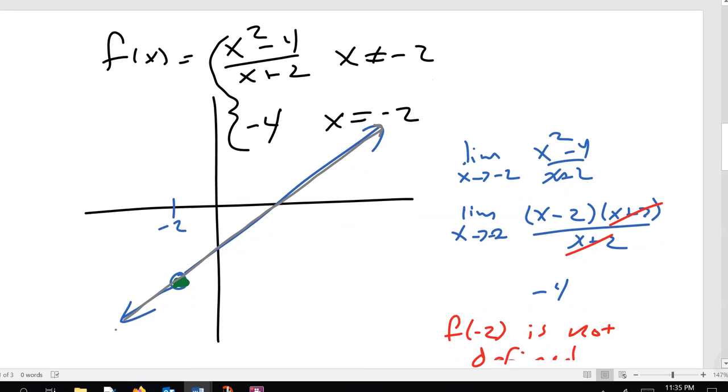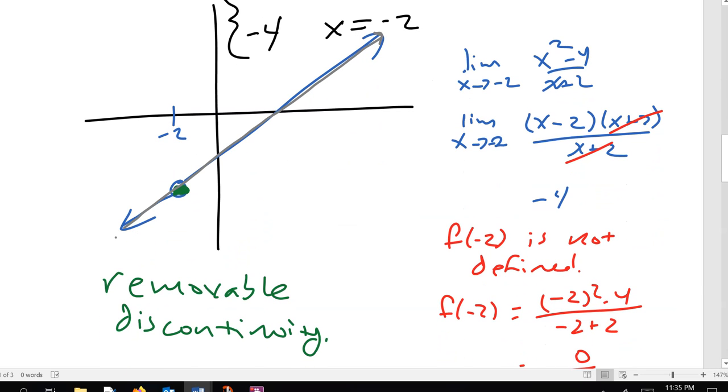So if I do this, now it's continuous because the function is defined everywhere, and the value of the function actually equals the limit of the function as well, because we knew the limit was negative 4. That's how I knew to set that as my value for that piecewise. Okay? So that is a removable discontinuity.